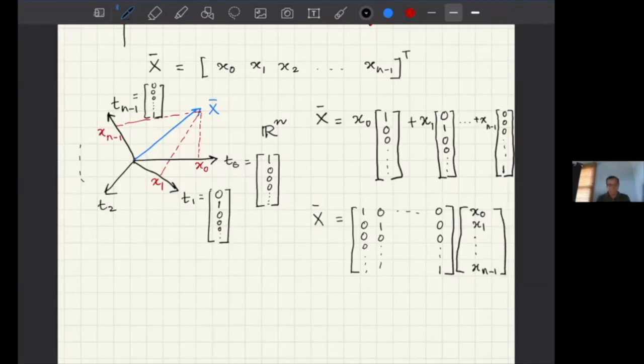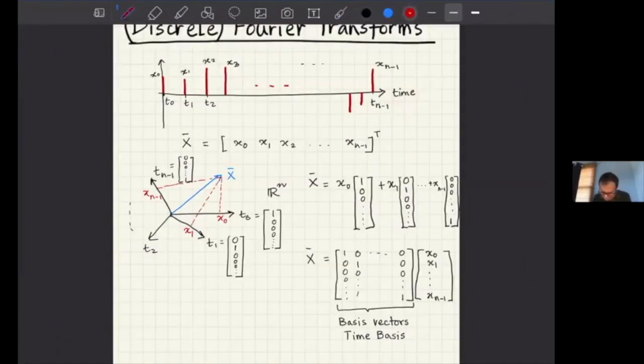As you've already identified, this is the identity matrix, but it's also the basis vectors. So this basis is also called the time basis. And of course, the signal is being expressed. The signal is x0, x1, x2, all the way till xn minus 1. This signal is being expressed in the time domain or in the time basis.